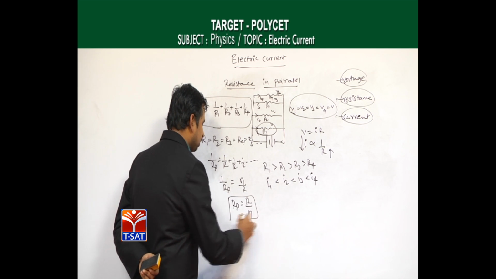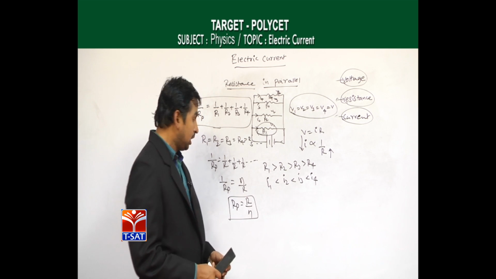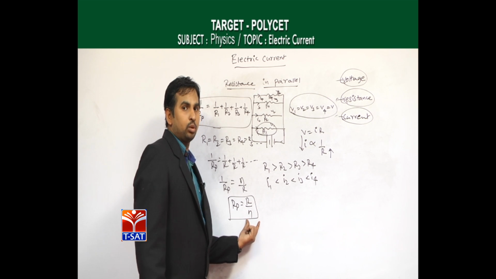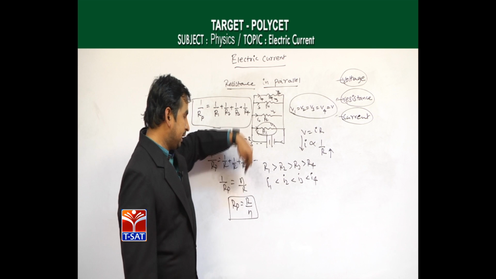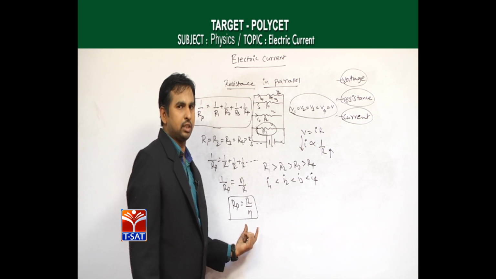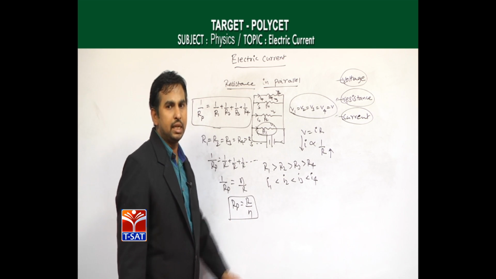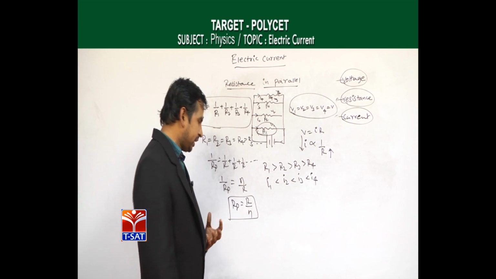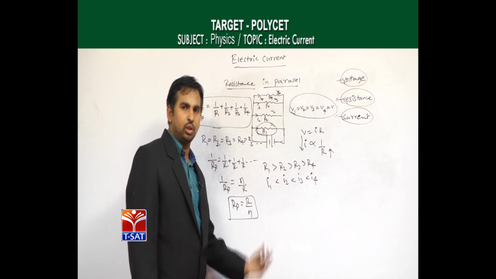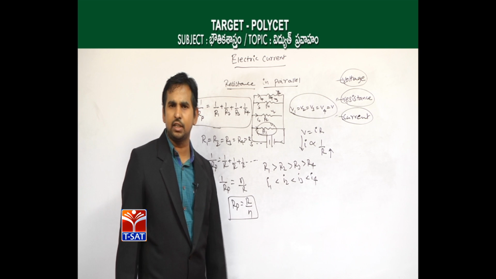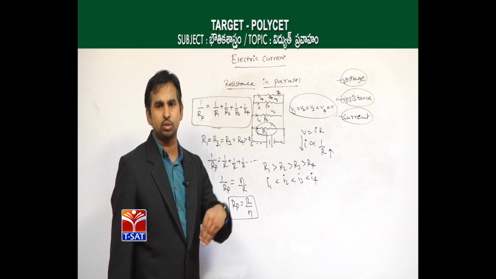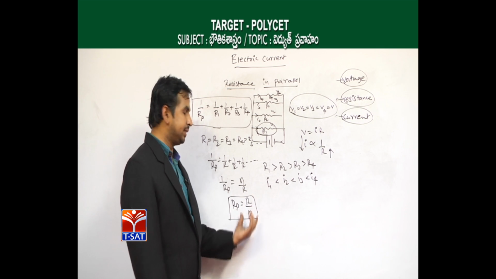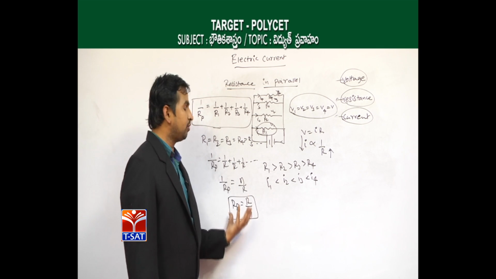Here you can observe that the final resistance is divided by n, the number of resistors. Each resistor is divided by that number, which means the final equivalent resistance we get is less than the individual value. However many resistors you take, that many times the individual resistance is decreasing. This is the case of a parallel connection.